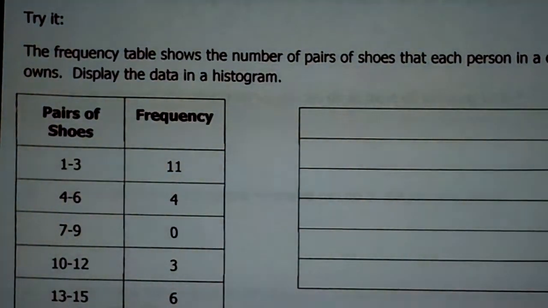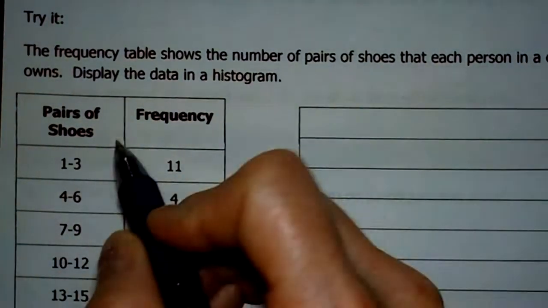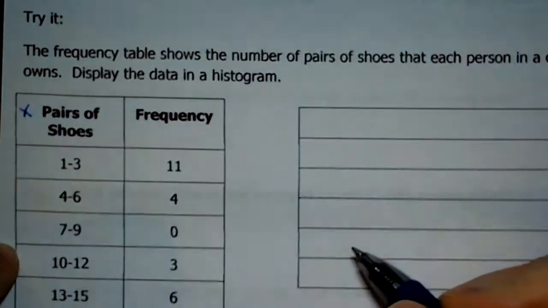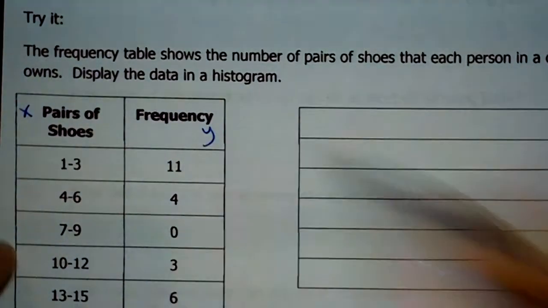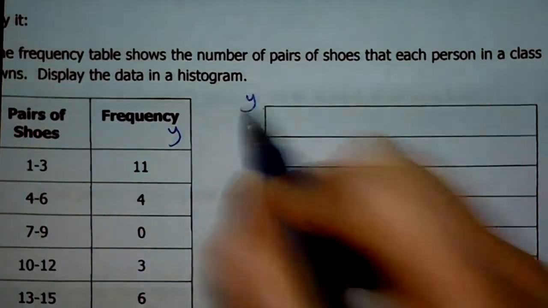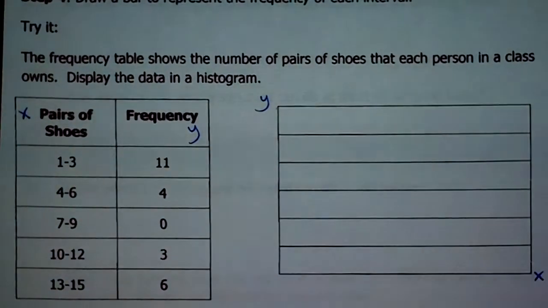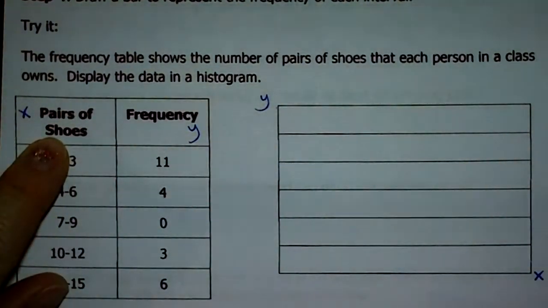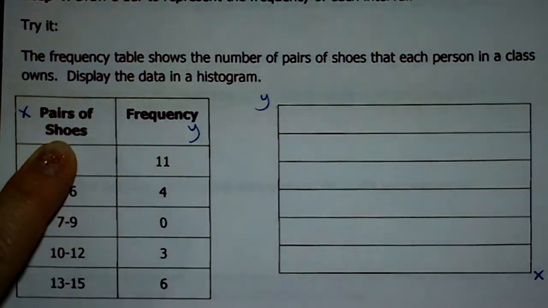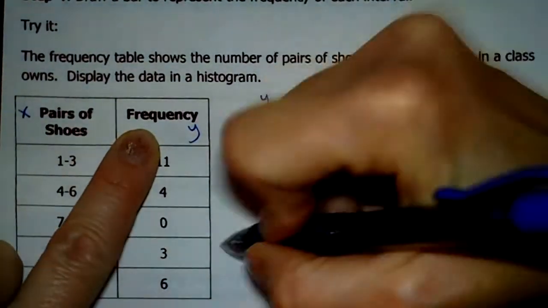So we're going to label our axes, and if you recall, when you have a data table set up vertically like this, the first column represents the x-axis and the second column represents the y-axis. And on a graph, the horizontal axis is the x and the vertical axis is the y. Do you feel like you're in science class? They're connected, I know. So if this goes on the x-axis, when I ask you to label it, it means take this heading and write it down here. We have pairs of shoes. And then we have frequency, so that's the heading we're going to use for the y.